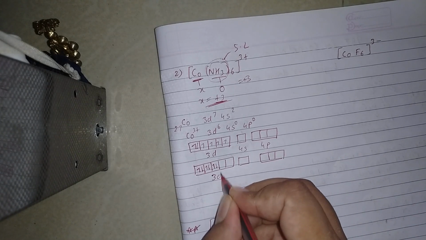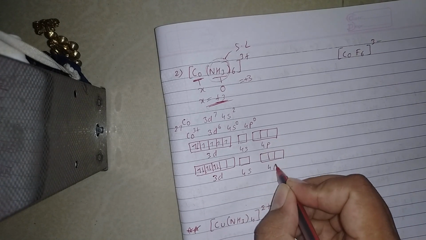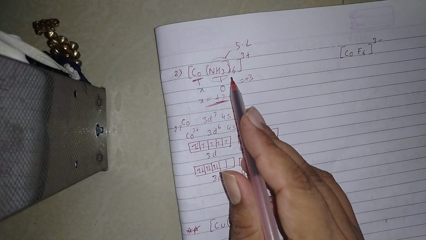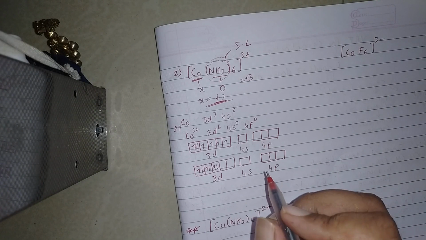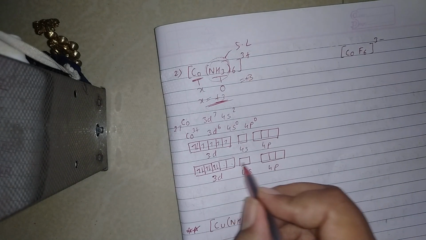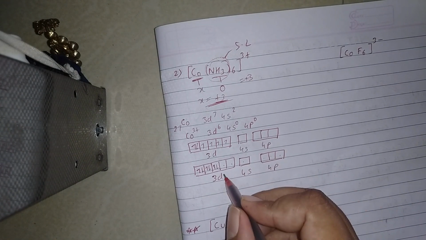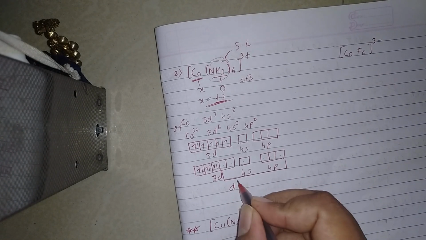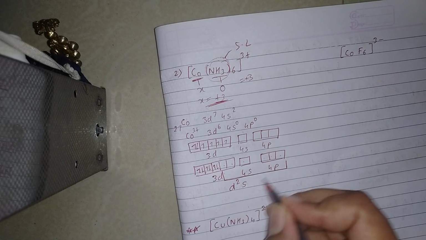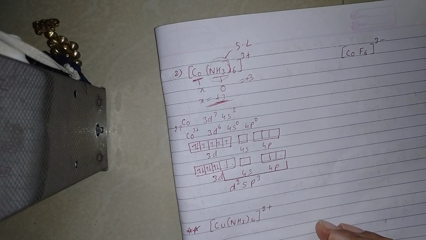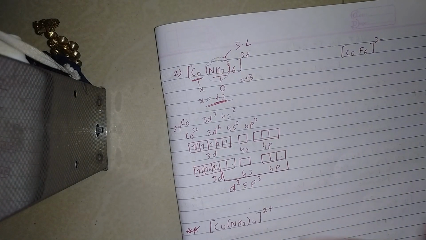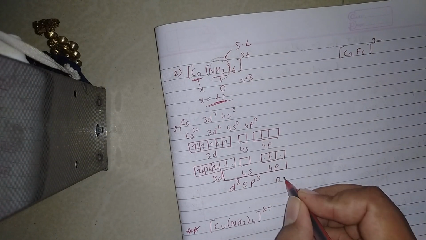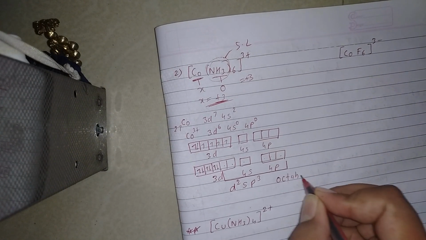So this is 3d, 4s, 4p. What is the third rule? See the coordination number. Here the coordination number is 6. So just count the 6 empty orbitals: 1, 2, 3, 4, 5, 6. It is from here till here. That is d2sp3, so it is d2sp3 hybridized. And the possible geometry is octahedral.